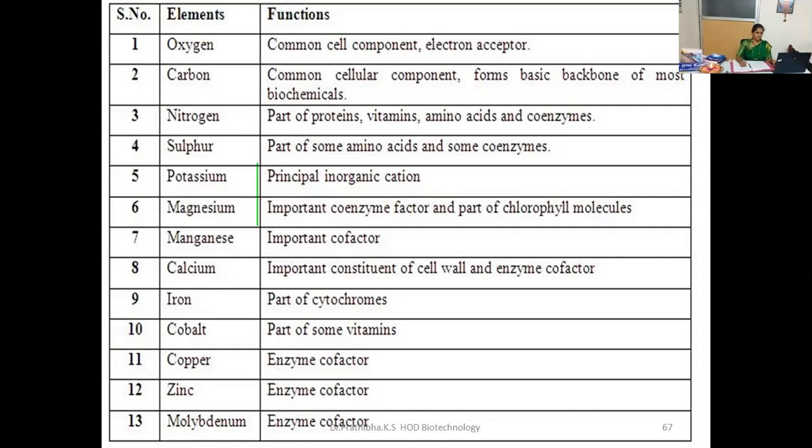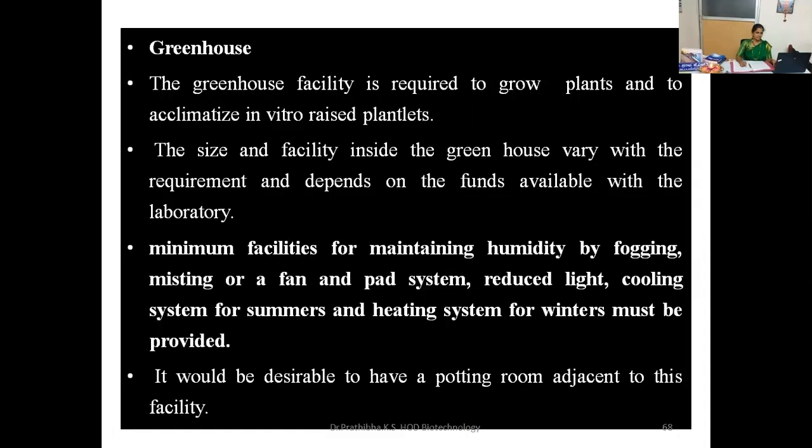Like this, all these chemicals will be supplied along with other different kinds of chemicals which play a very important role in the growth and development of the plants. Then finally, coming to the greenhouse condition. I have already discussed this greenhouse condition in detail in the previous slides. Let me recall this greenhouse here.